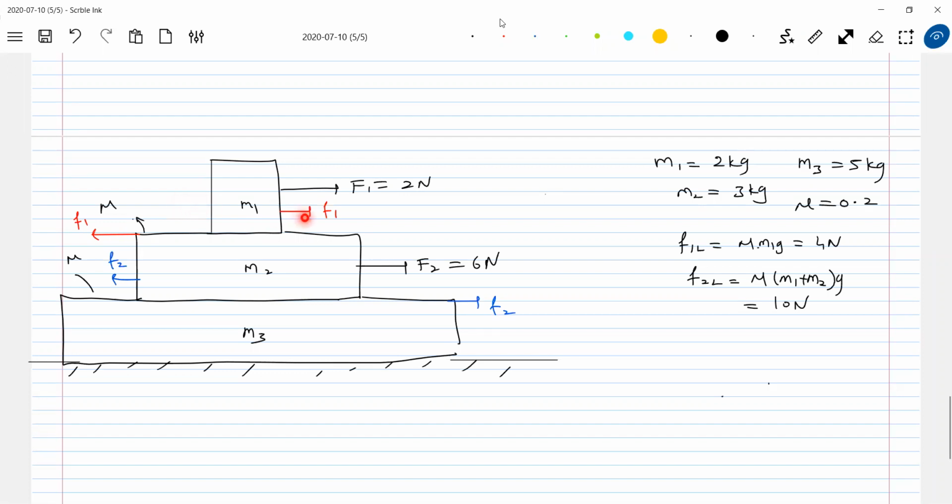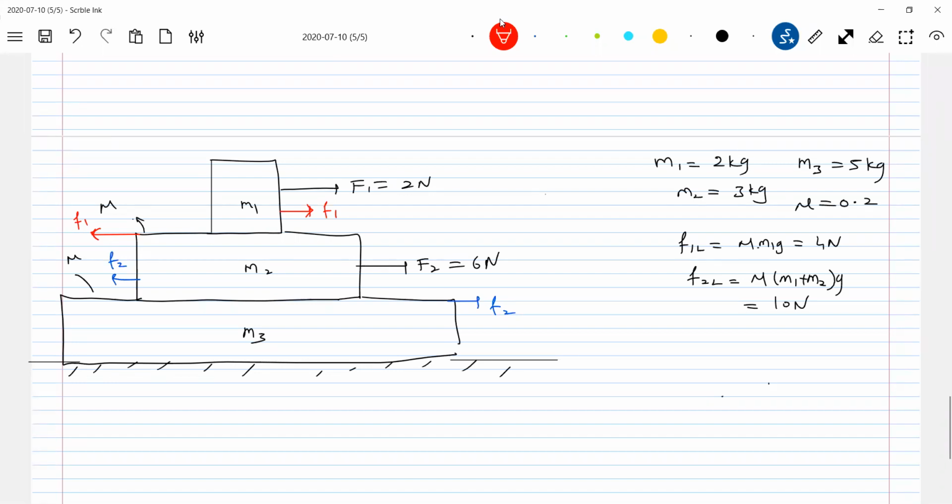I'll solve it, and if I get F1 negative, the frictional force negative, then I change the direction. So we should be ready for that also. By chance, if the friction comes negative, what you assumed is opposite to the actual direction. Because we are not very sure now in what direction the frictional force between block M1 and M2 will act, let's assume in one direction and carry on.